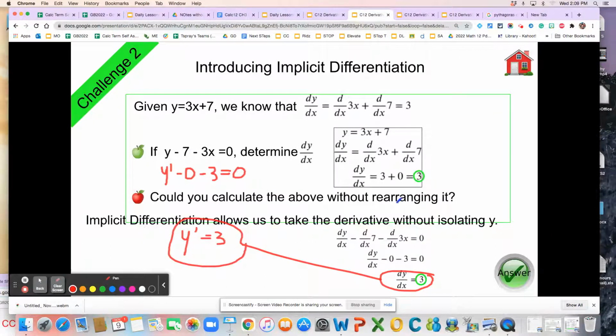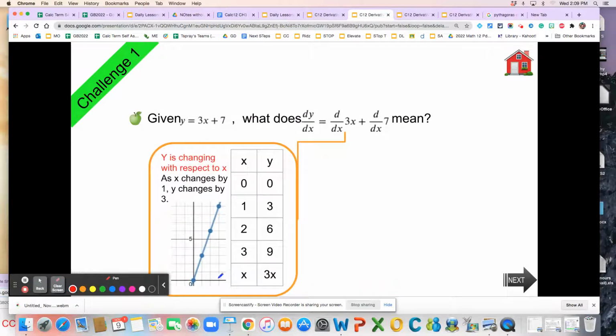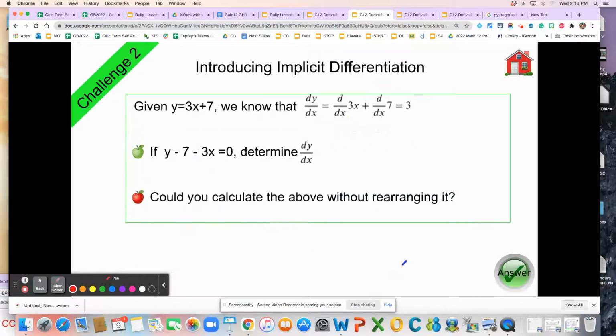However, for implicit differentiation, it's really important to know that when we're taking the derivative, we can take the derivative with respect to x. We're comparing how things are changing compared to x on the Cartesian plane, which is what we just looked at back here. As x changes by 1, y changes by 3. That's why it's dy dx. How is y changing as x changes?